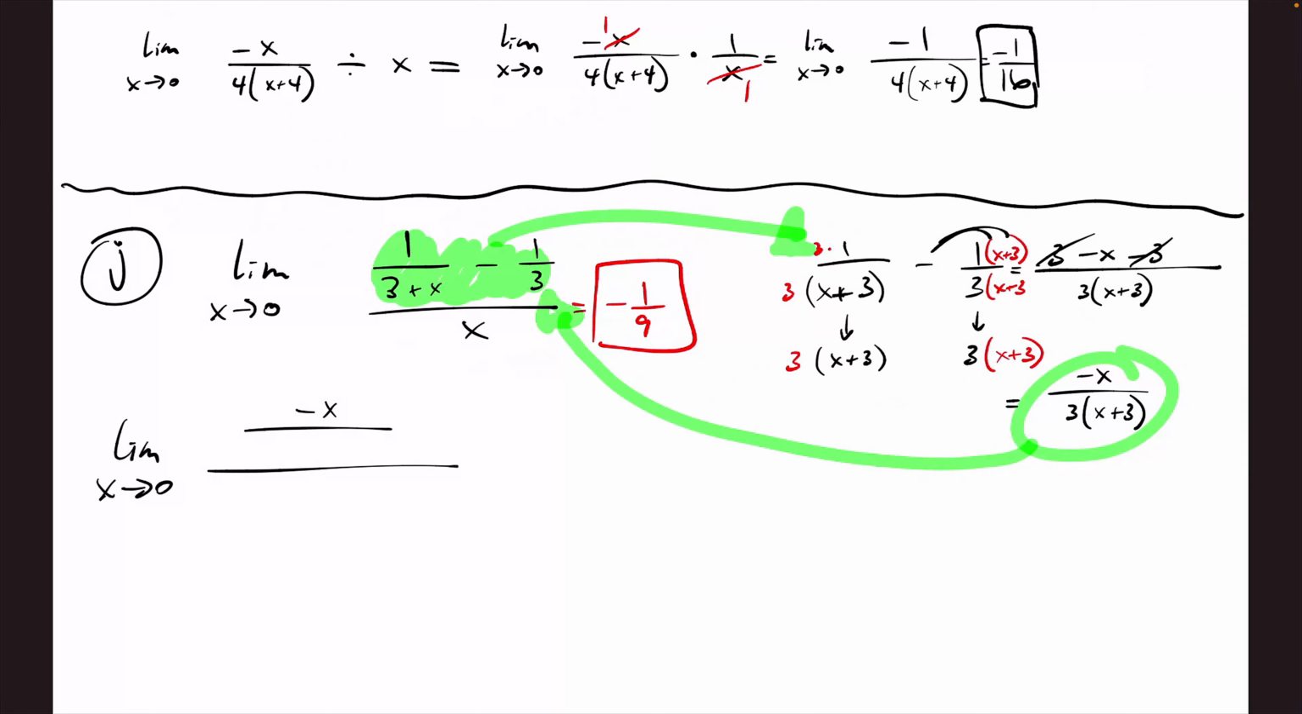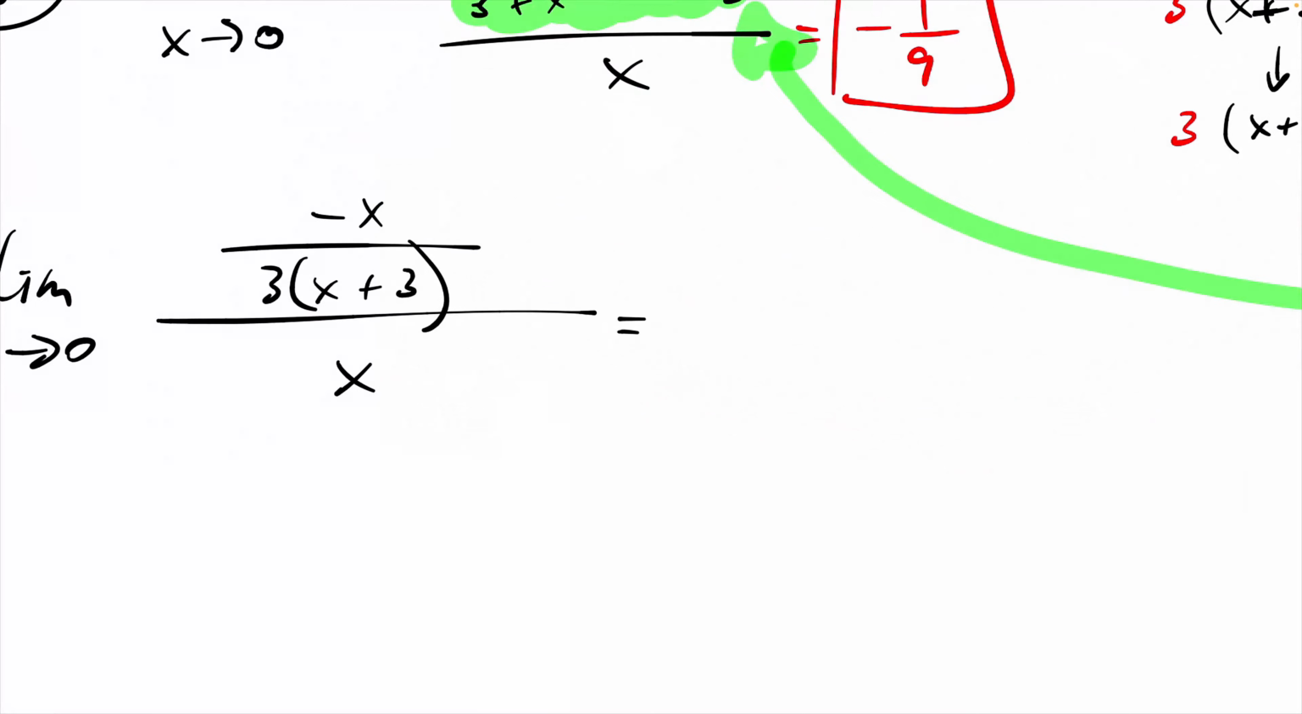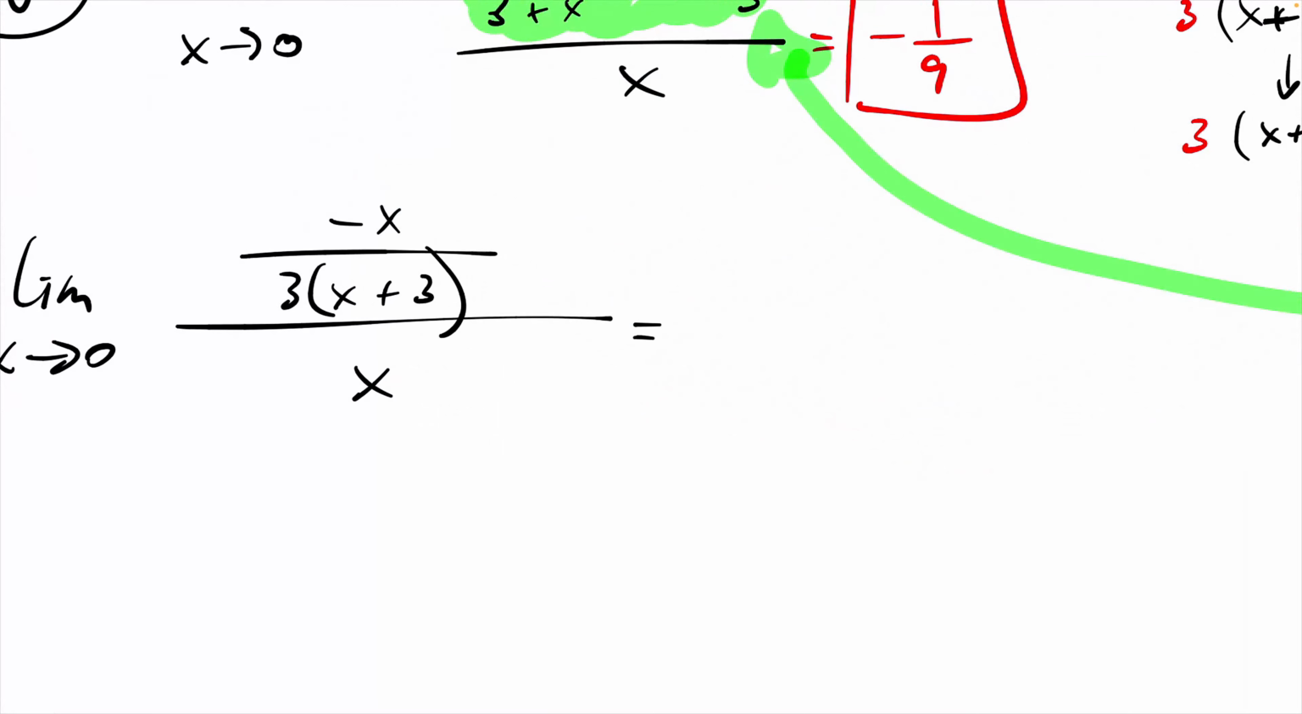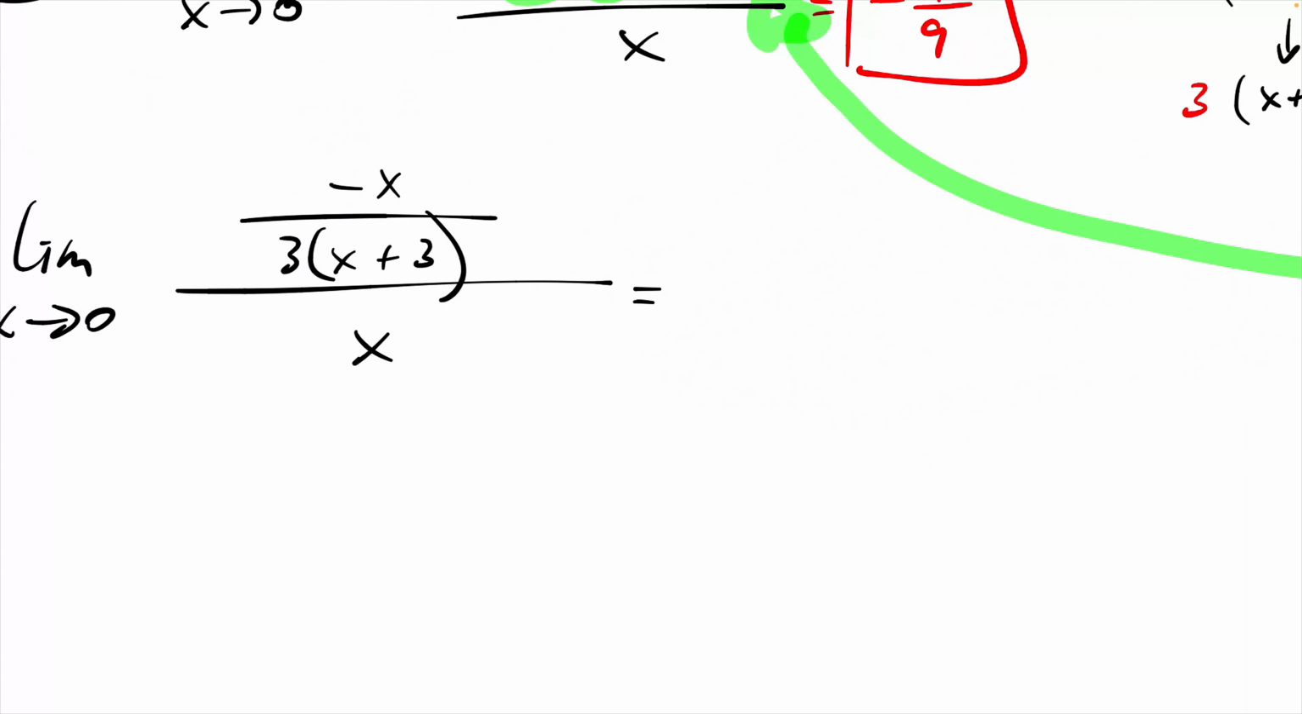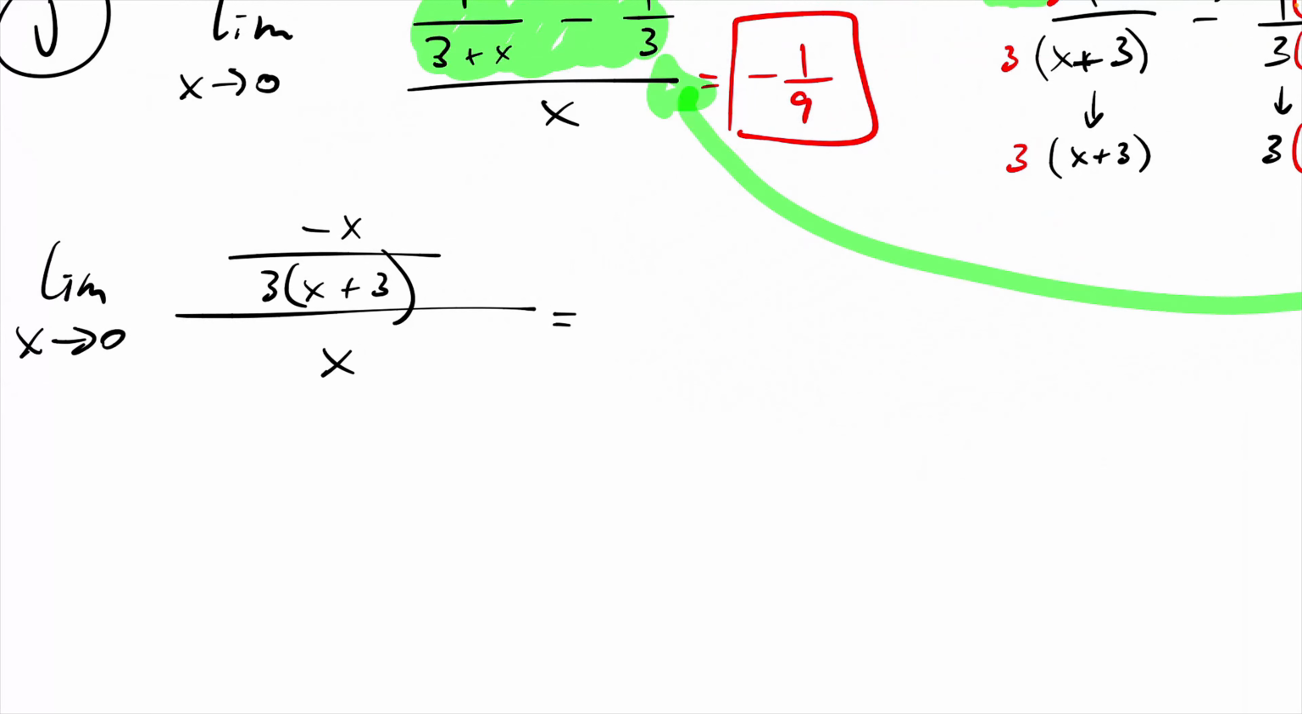Negative x over 3x plus 3 over x. Plug in 0, you still get 0 over 0, right? Because you're going to get negative 0 over 9, which is 0 over 0. So 0 over 0, keep doing work. Well, the work we need to do is just rewrite it differently. It's not necessarily anything we need to do, just rewrite it differently, right?